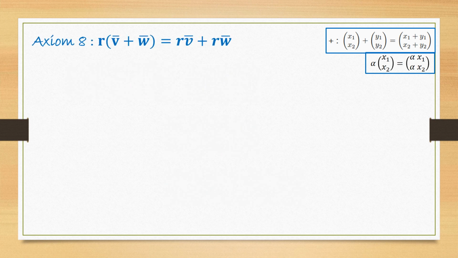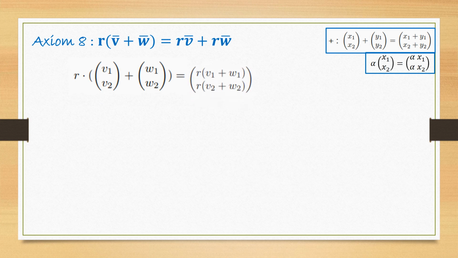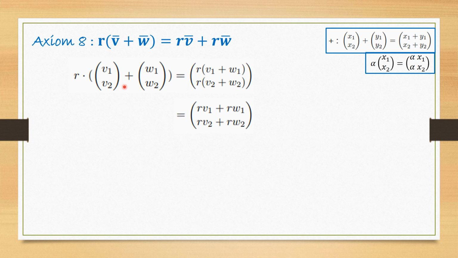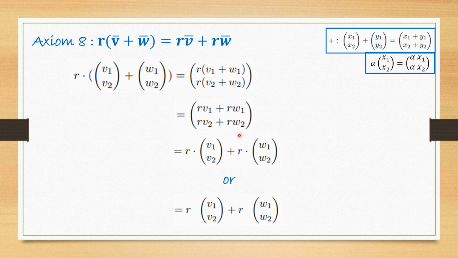Axiom 8. In the same way, r times (v1 plus w1, v2 plus w2) can be rewritten in this form. Again rearranging, r times (v1, v2) plus r times (w1, w2), or we can write without this dot as I have mentioned earlier. Don't confuse this with dot product. It denotes the scalar multiplication defined in the vector space.